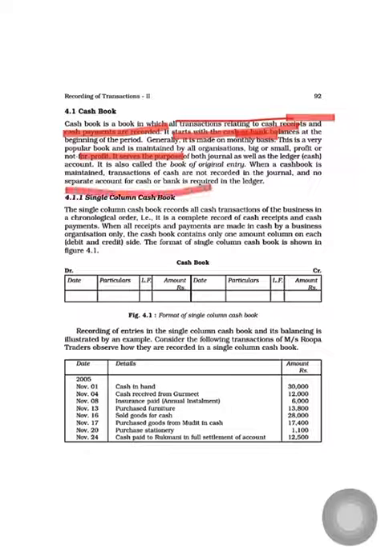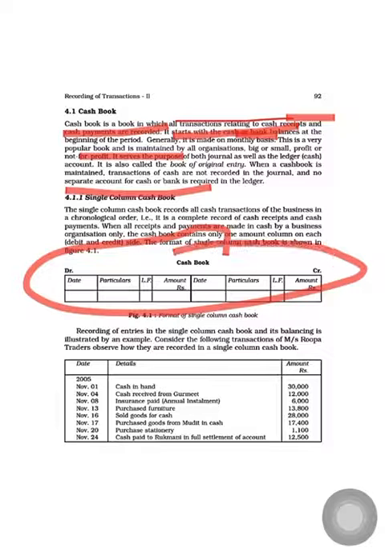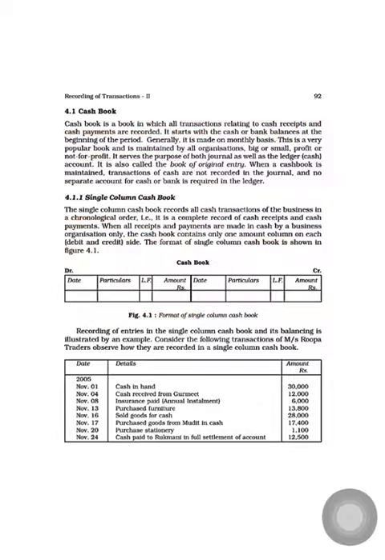First of all, we will see the single column cash book. In a single column cash book, all cash-related transactions of the business are recorded in chronological order. This is the keyword: chronological order. It is a complete record of cash received and cash paid. When all receipts and payments are made in cash, the cash book contains only one amount column on each side, debit and credit. So this is called a single column cash book.